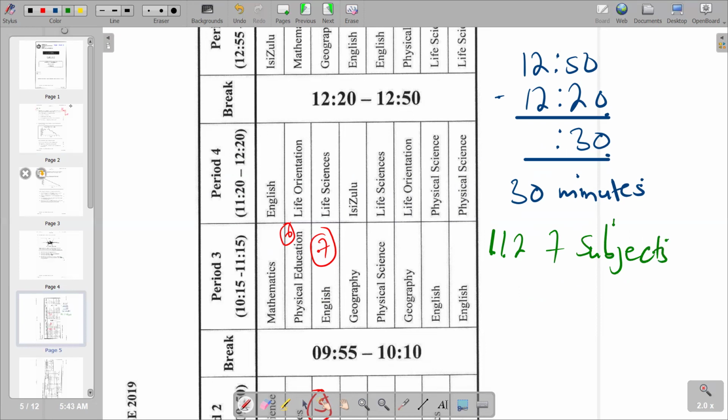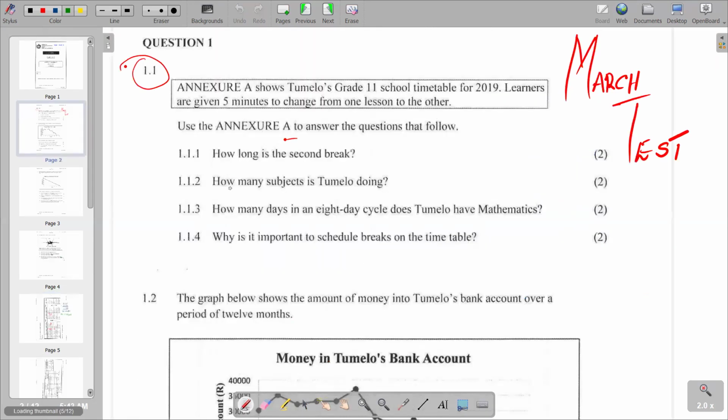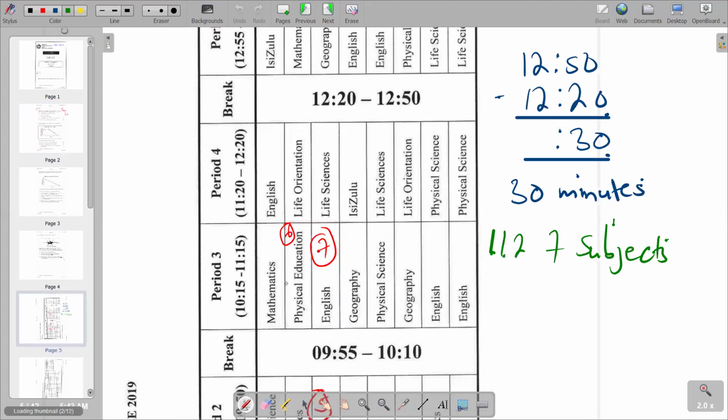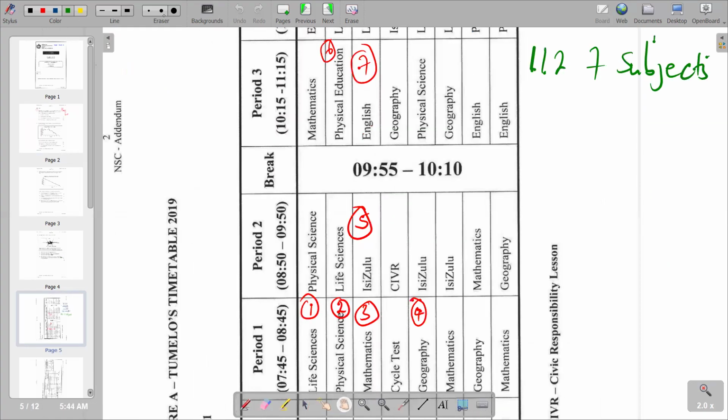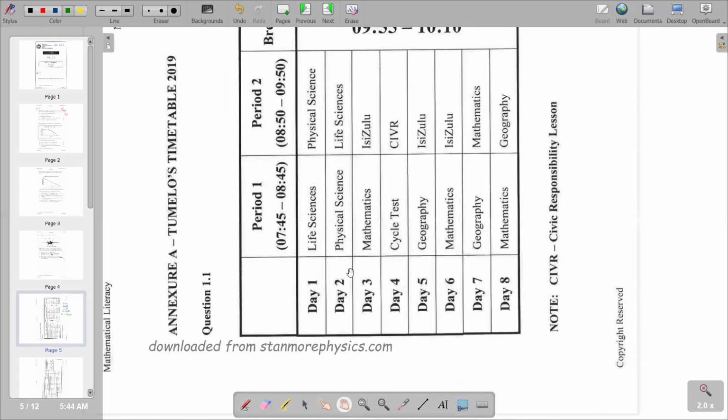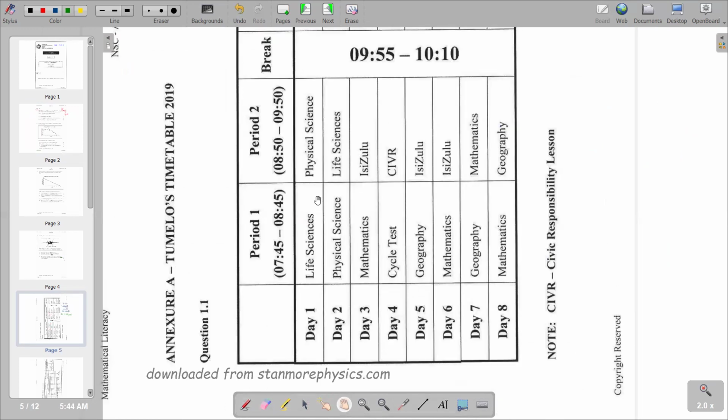And then we go to the next question that we have. The next question is how many days in an 8-day cycle does Tunelo have mathematics? So we need to pick the number of days that we have mathematics. So go back to our Annexure, and we can try to just remove this. Right, so start with day 1, try to pick mathematics.